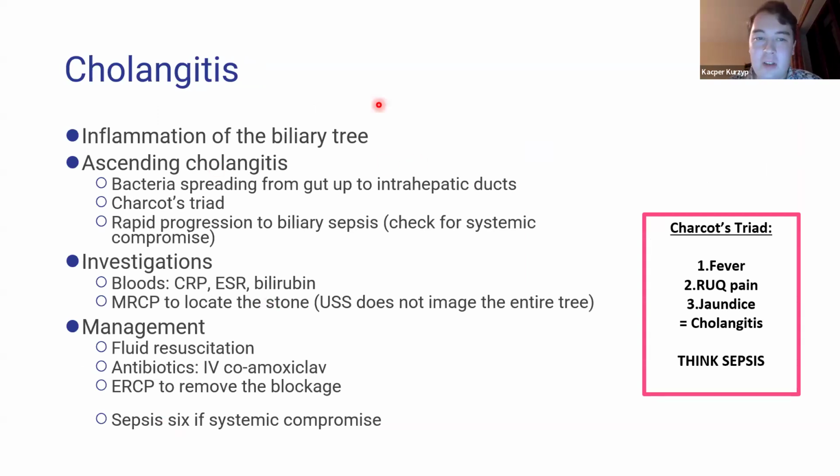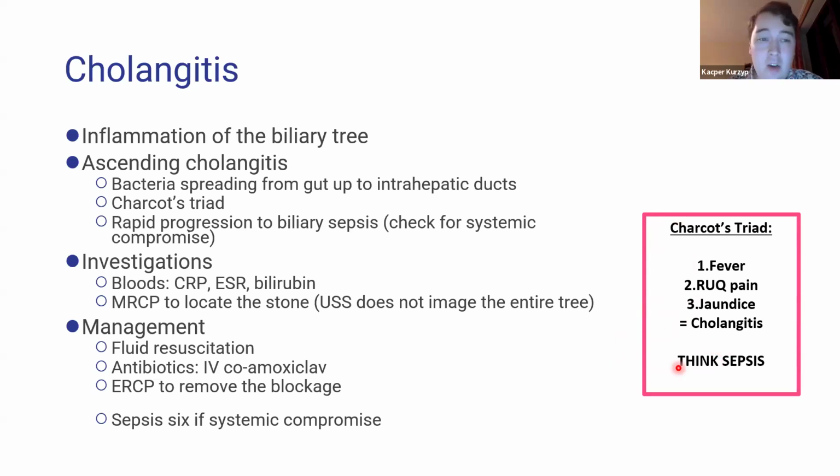It is the inflammation of the biliary tree, typically due to the blockage of the common bile duct. So we will have bacteria spreading from the gut to the intrahepatic ducts. Not nice. And the Charcot's triad. Remember the Charcot's triad because that's your key differentiator. Again, you have right upper quadrant pain, you have fever, but now you get jaundice. And this together gives you cholangitis.